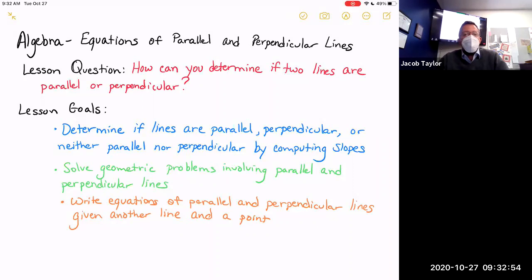All right, algebra children. Today we're going to learn about parallel and perpendicular lines. So real quick before we get started, tell me what you know about parallel lines. Yes, tell me what you know about parallel lines.